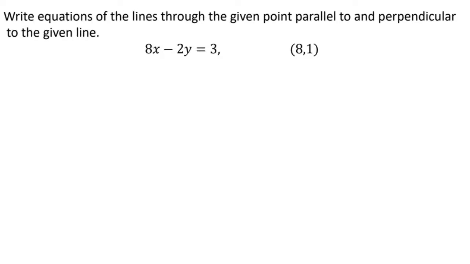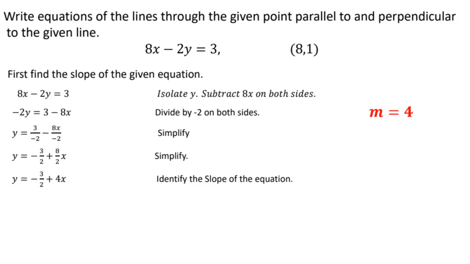Write equations for the lines through the given point parallel and perpendicular to the given line. For two lines to be parallel, they have to have the same slope and different y-intercepts. For two lines to be perpendicular, that's a special case: they have to form a 90-degree angle between the two lines. So let's first find our slope. Given this equation, let's convert it into slope-intercept form, and that way we can identify what our slope is.